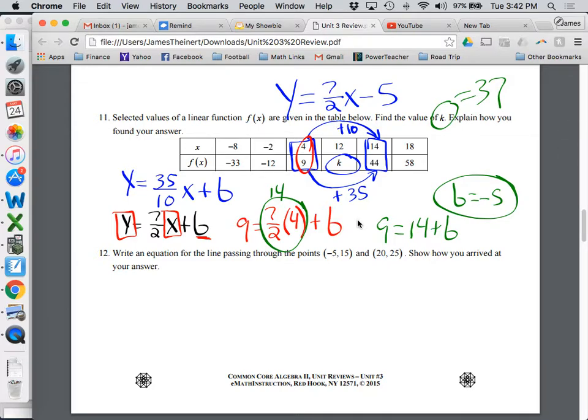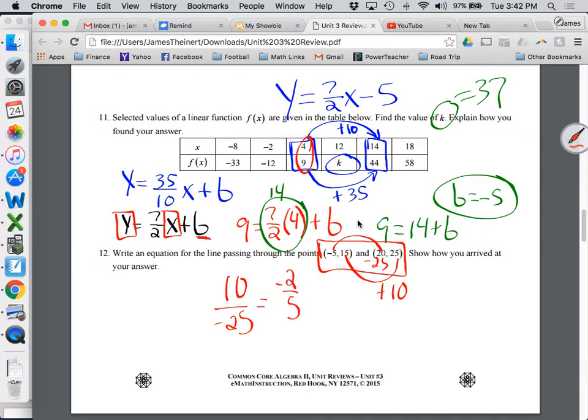Write the equation of a line passing through these two points. I'm going to skip this question because I basically just did it. Find the slope. Okay, we're going up 10. We're going down 25. 10 over -25 is your slope. You can simplify that down to -2/5, and you keep working away until you're done with it.